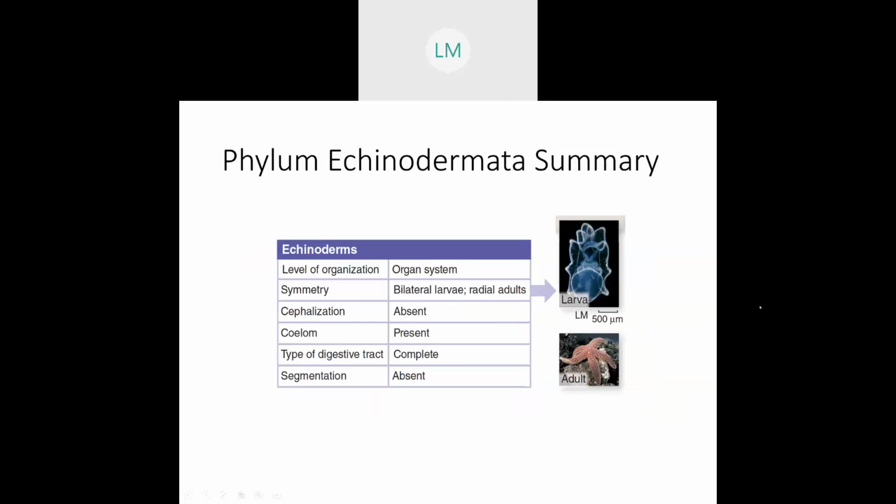Here's our summary. We've got our bilateral larvae and our radially symmetrical adults. We don't have any cephalization here, so we don't have this congregation of sensory structures up at the front on the head region, but we do have our true body cavity. We have a complete digestive tract, so we've got some of those features here.